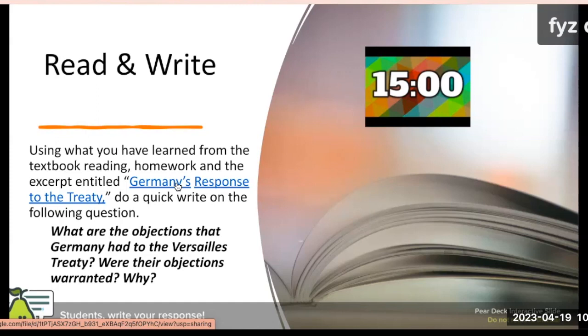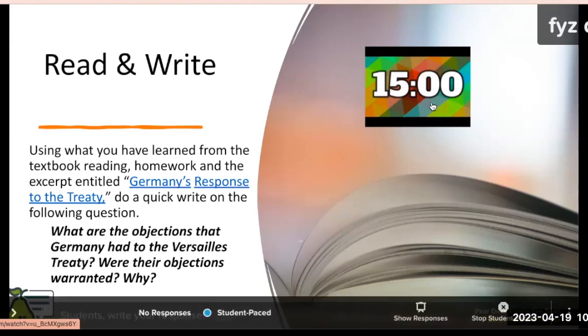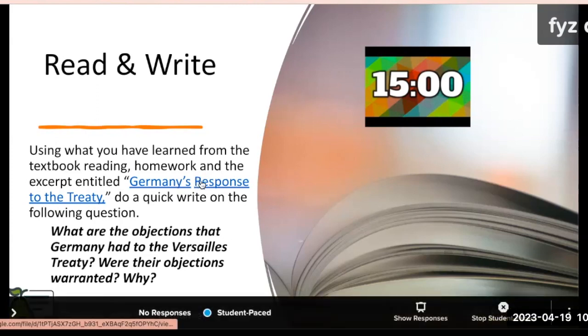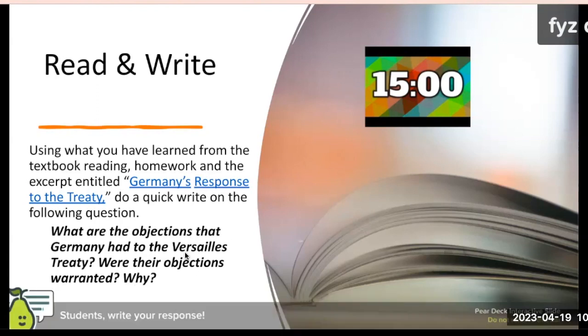And people are going to support him for that at first because they're like, yeah, we think that treaty was unfair. And then that's when he starts coming in with the nationalism and social Darwinism and discrimination against the Jewish population. So go ahead and take about 15 minutes to read that response to the treaty from Germany and then answer the questions in the text box.